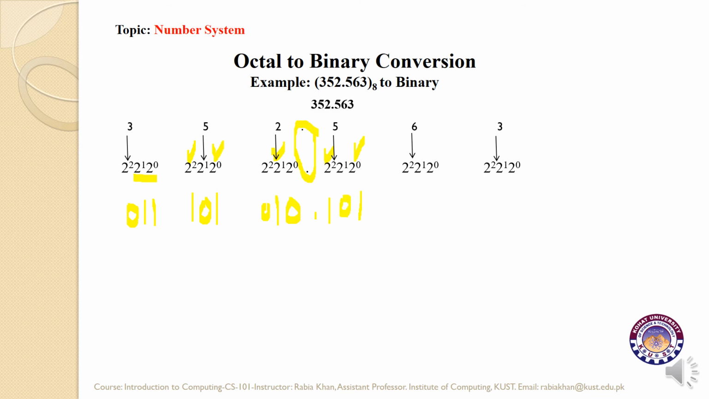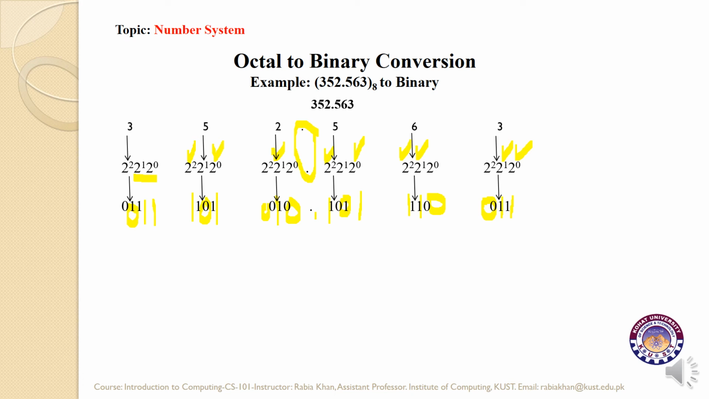So next is 6. How can you generate 6? 2 raised to power 2 is 4 and 2 raised to power 1 is 2. So 4 plus 2 is 6. That means the last 2 bits are switched on while the first is switched off. How can you generate now 3? 2 raised to power 1 is 2, 2 raised to power 0 is 1. So 2 plus 1 is 3. That means the last 2 bits are on while the first bit needs to be switched off. So this is how we convert them.